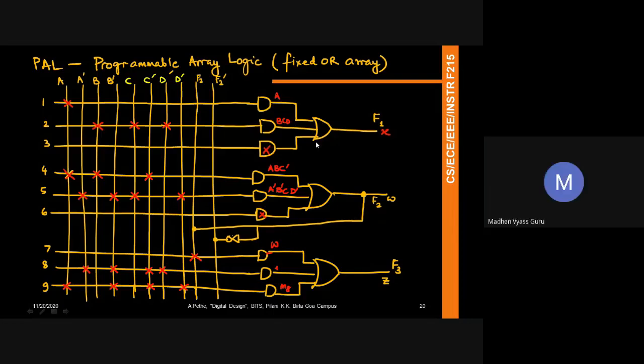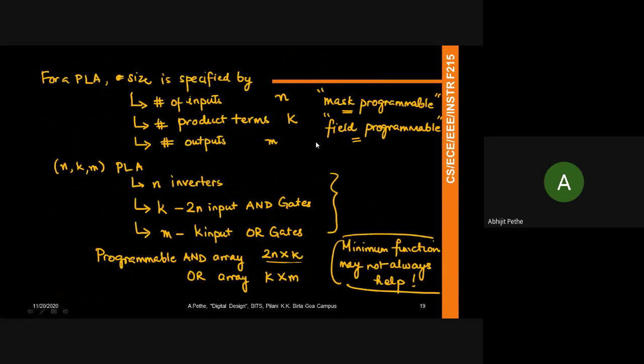Can you explain the 2n into k and k into m for the AND and the OR? Okay, so let's think about this. This is a programmable AND and a programmable OR, right? So if you think about it, you had n inputs. When you have n inputs, you have the option of using either the signal values as is or its complement, right? So the chip generates both the signals and their complements.